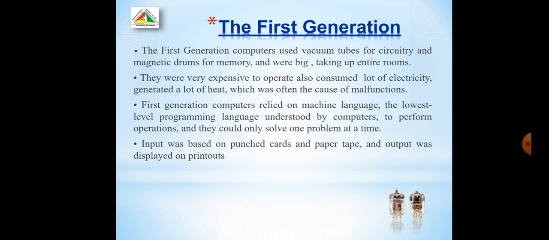The first generation computer used vacuum tubes for circuitry and magnetic drum for memory. And they were big in size, and they took an entire room to place. They were very expensive to operate, and they consumed a lot of electricity. That's why they generated a lot of heat. So this is the reason these machines frequently broke down, because of malfunctions.